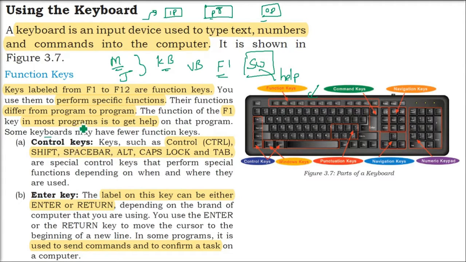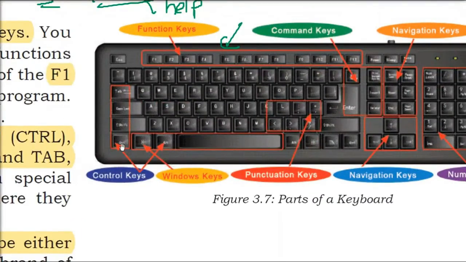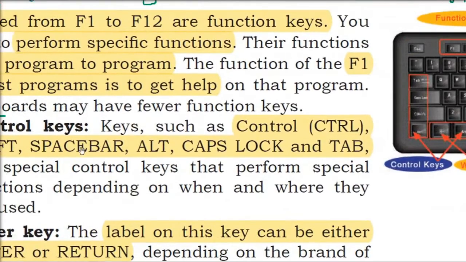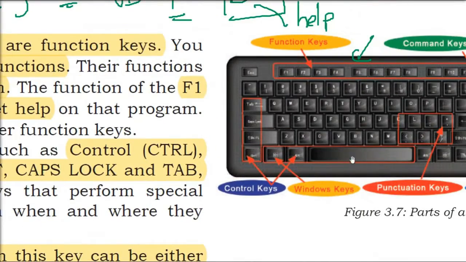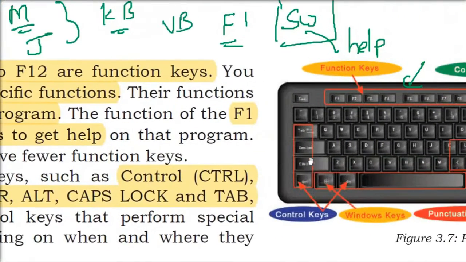So as I said, there are different keyboards. This keyboard might not be your keyboard. So some keyboards, they may have fewer functions. But what are the keys? These are the control keys I am showing you. These control keys are control, the space bar. The space bar is the longest one. Shift, Alt, caps lock, tab.